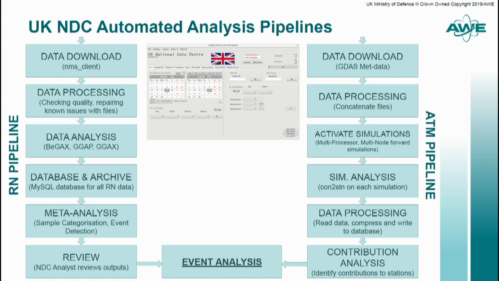In parallel to this, we also have the ATM pipeline, so we're downloading meteorological data and simulating forward runs from possible or known sources of radioxenon around the world. And then we bring all this together and look at the contributions to each IMS station and try to work out if we've got an event that we're interested in. Based on this, we'll then try to hook up with our colleagues in Blackness, who run the UK Waveform NDC, and see if we can tie this with some seismological data as well.